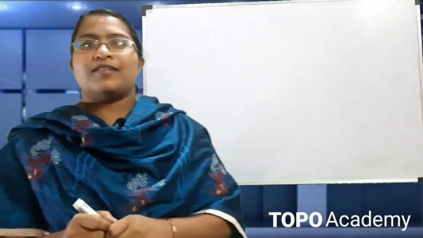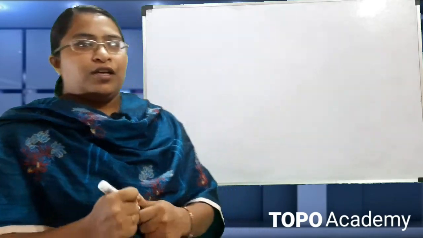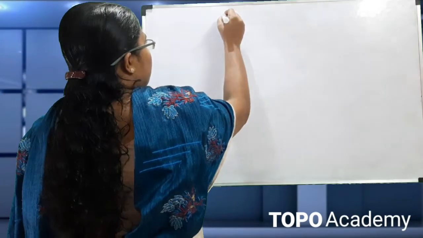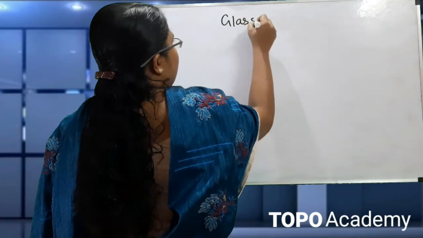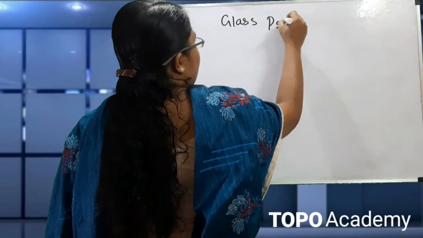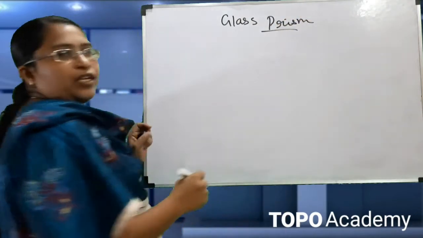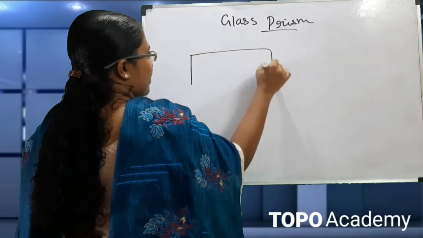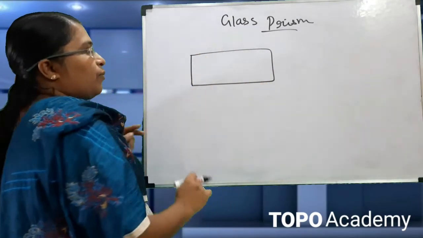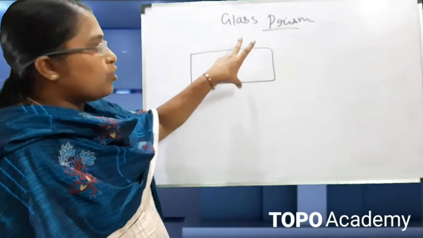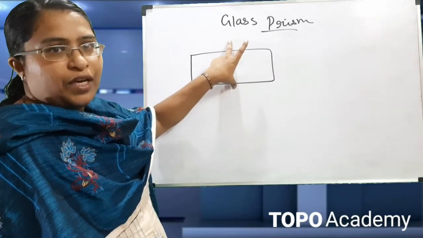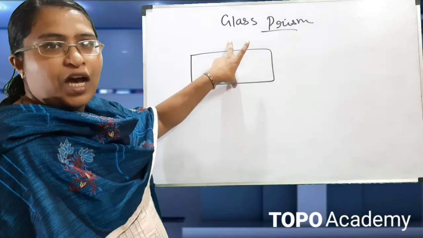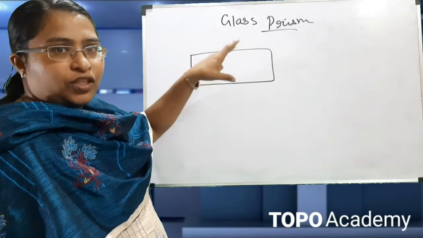So first we have to discuss the glass prism. In the last portion we have seen the refraction through a glass slab. In case of a glass slab, we have seen that the two refracting surfaces of the glass slab are parallel to each other. As a result, what happened?